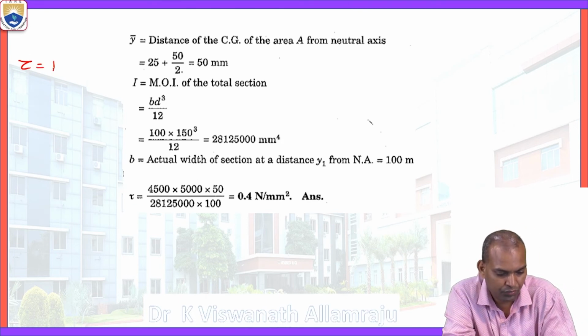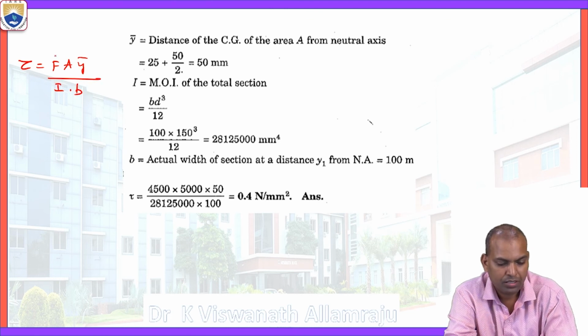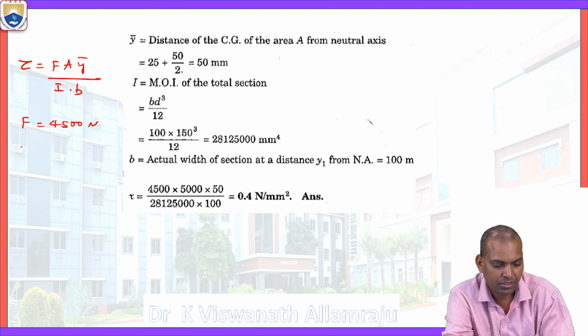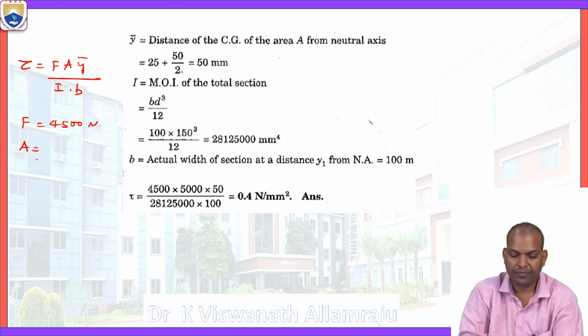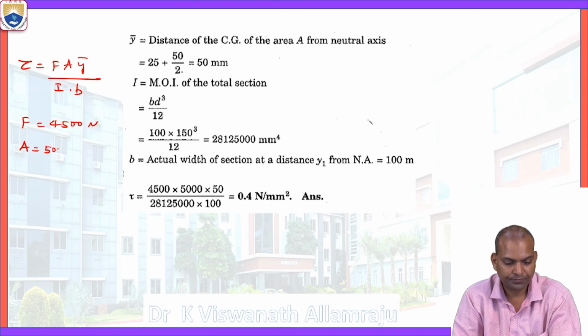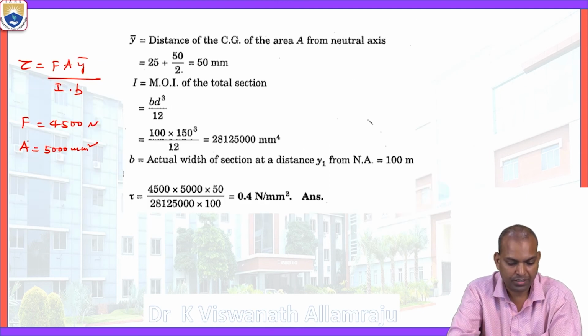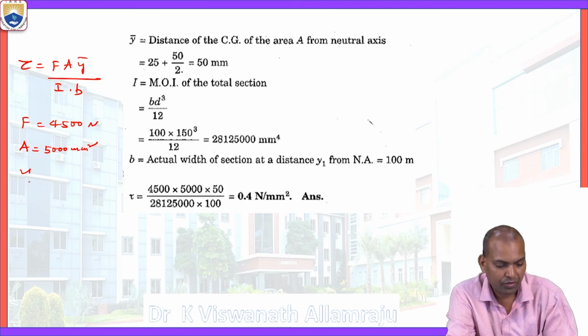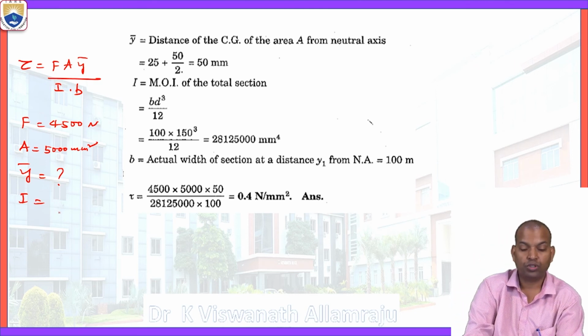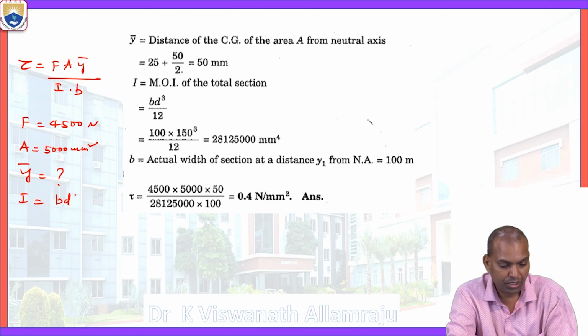Tau equals FAȳ by I times B. We know the shear force, which was given as 4500 newtons. The area, the hatched area we just calculated, is 5000 square millimeters. Ȳ we need. And what about I, the moment of inertia? Moment of inertia of the total section, that is BD cubed by 12.